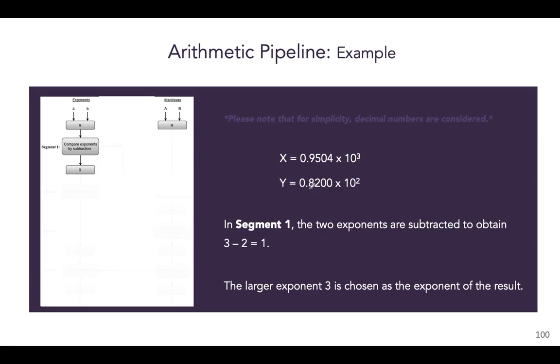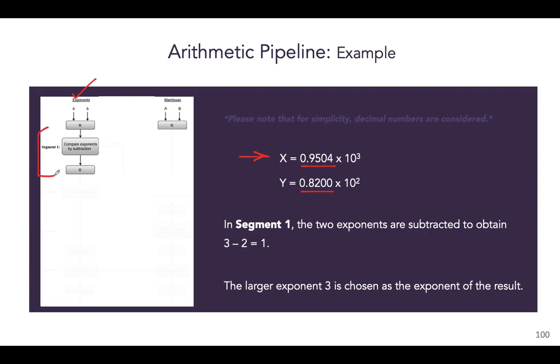Now in segment 1, the input is x and y, which you can see. The exponents, which are 3 and 2, are stored in this register. The mantissas, which are this and this, are stored in this register. And then in segment 1, the exponents are compared by subtraction. Now, in each of these steps, you have to keep recalling how floating point arithmetic is performed. So you just recall those steps and then try to translate them to whatever is happening in these segments.